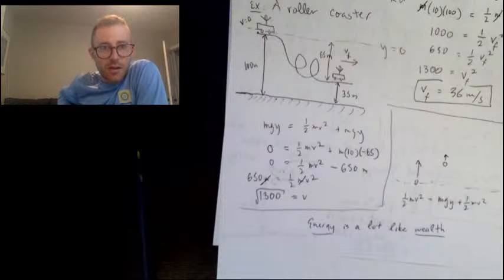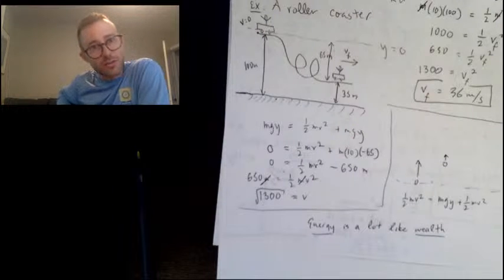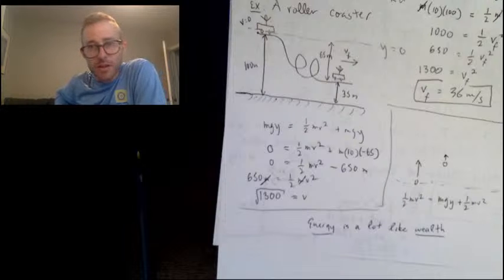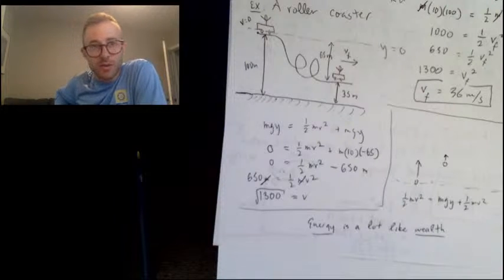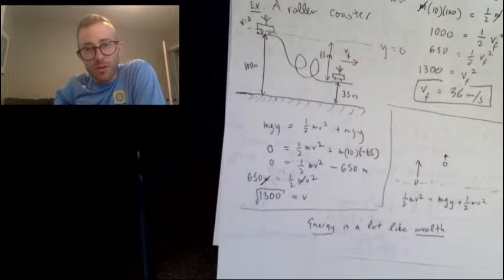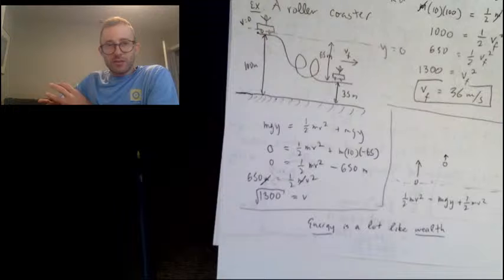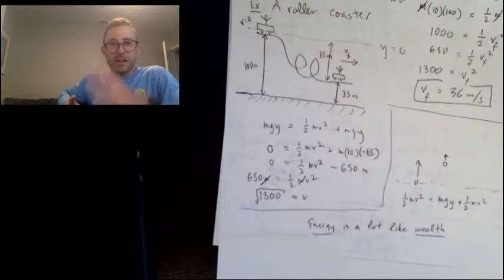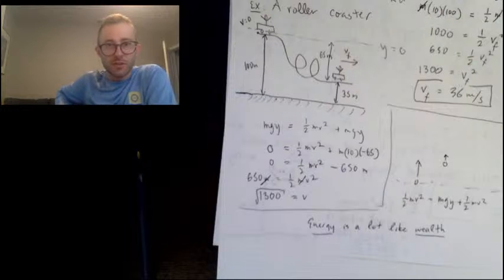You can have a house, that's a form of wealth. You could have cash, that's a form of wealth. You could have stocks, that's a form of wealth. You have checking accounts and savings accounts, and you could have gold bars as a form of wealth. Those different forms of wealth are analogous to the different forms of energy. You have kinetic energy, different types of potential energy. You have heat, internal energy.